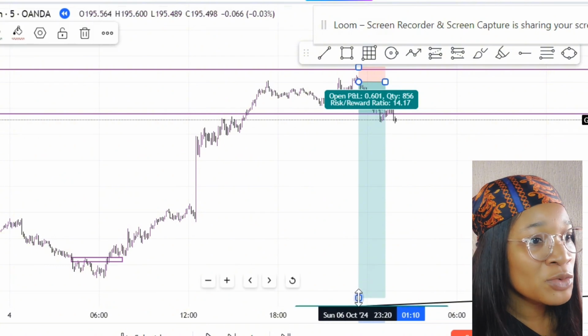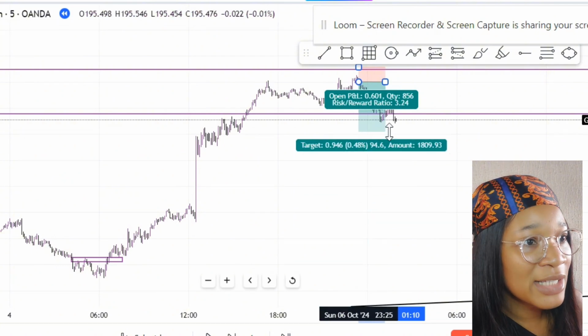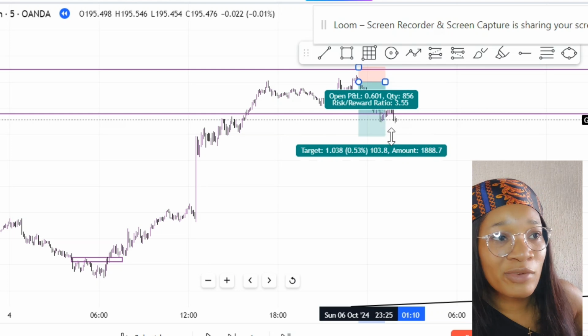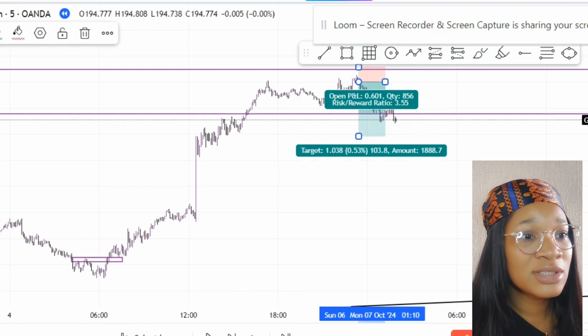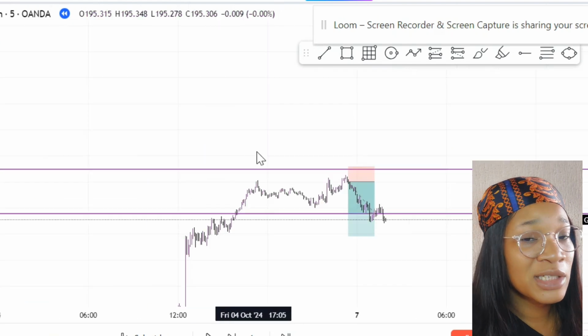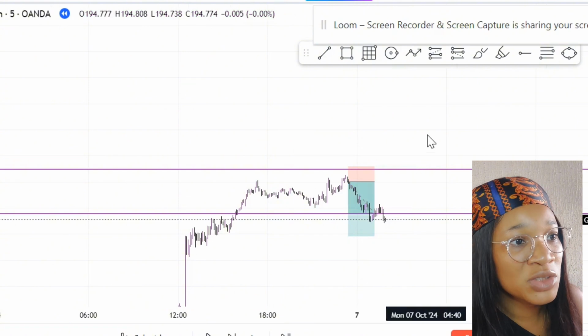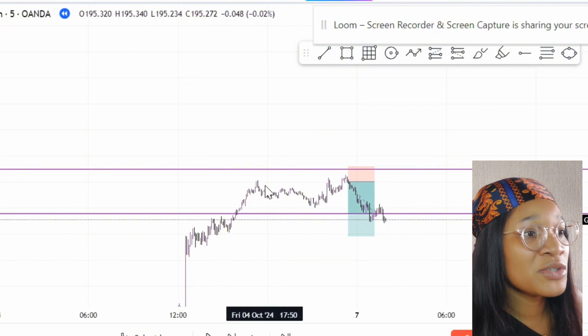But even if you do not want to wait that long, as long as you have your 1 to 3, 1 to 4, 1 to 5, I think you shouldn't be greedy and just leave the market, right? Especially if you are not a swing trader or a position trader. But this is a perfect entry.